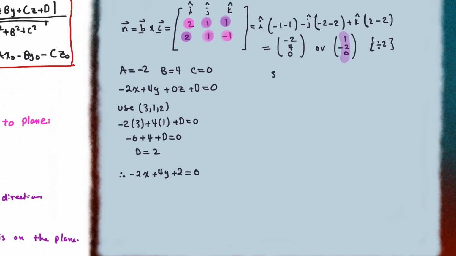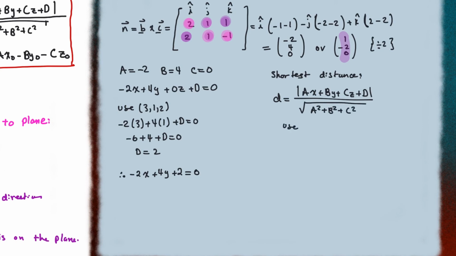Now, to find the shortest distance, since we already have the Cartesian form of the equation, we can either find the foot of the perpendicular to the plane first and then use that to find the vector and then its magnitude, or we can just use the equation. In this case, we're going to use the equation, and we are going to use the point (3, 2, 1) because we want to see the shortest distance from that point to the plane.